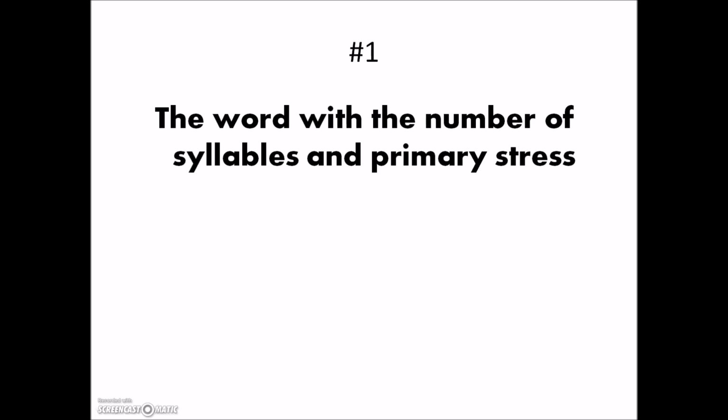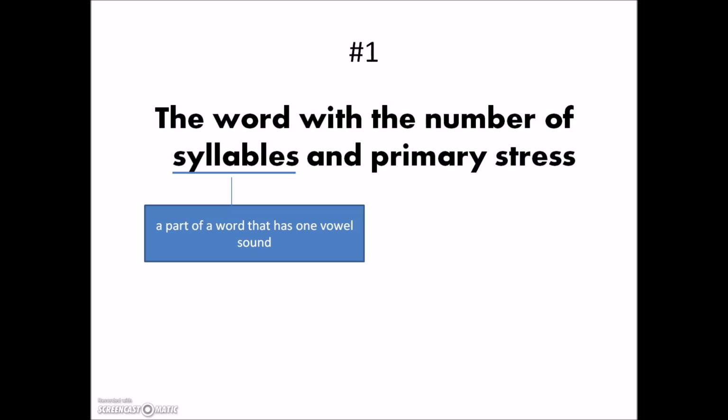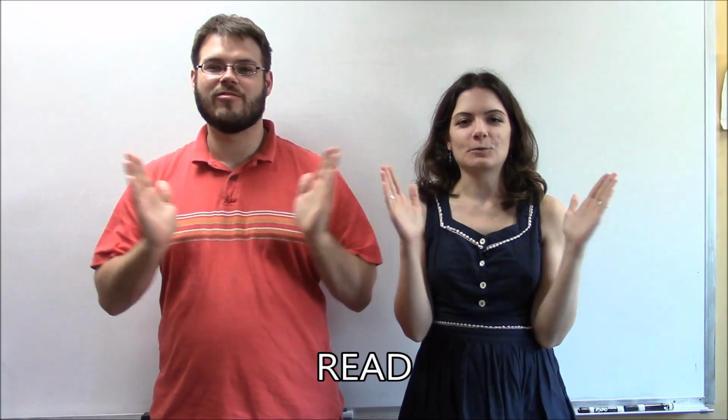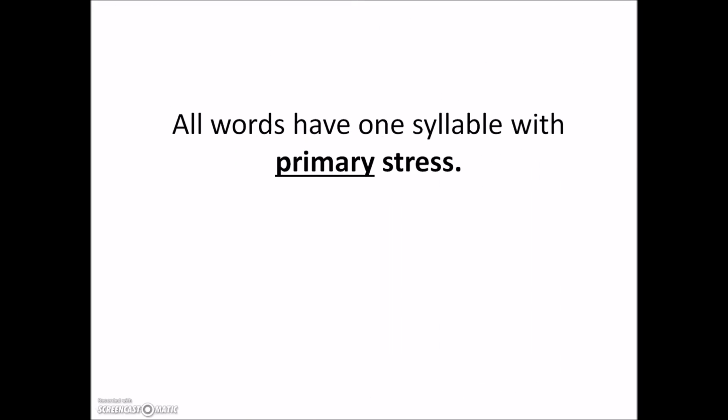Number 1. The word with the number of syllables and primary stress. Let's talk about syllables first. A syllable is a part of a word that has one vowel sound. When we pronounce words, we divide them into syllables. Look at this word video. It has 3 syllables. Video. How can you count syllables? Try clapping your hands when you say a word. Teacher, important, information, read.